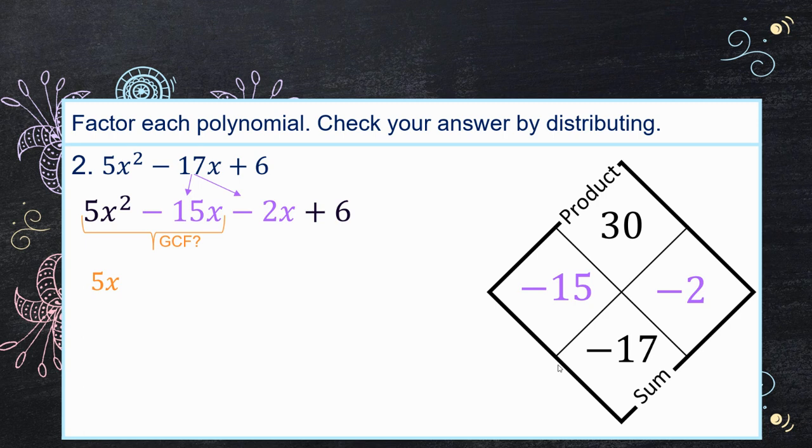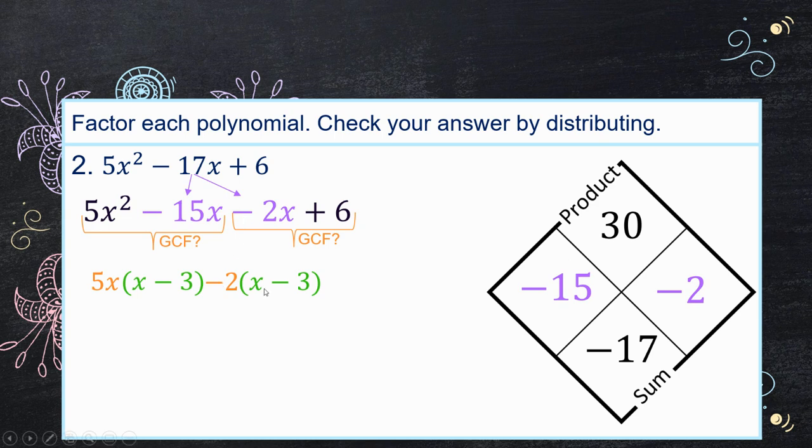If I divide them both by 5x, I would get x minus 3. Then you move on to your second 2 terms and ask yourself, what's the greatest common factor? Please notice that this is a minus sign right here, so that means you have to factor out a negative. So these are both divisible by 2, but since this is negative, we're going to factor out negative 2. Dividing both of those terms by negative 2 would give us x minus 3.